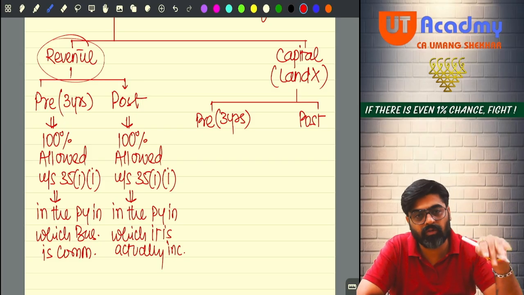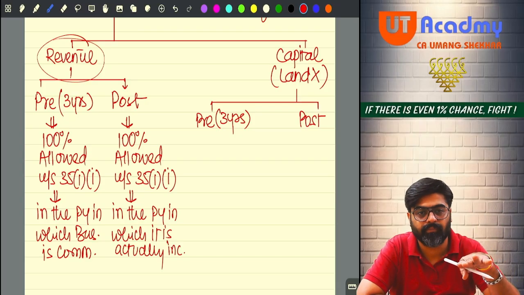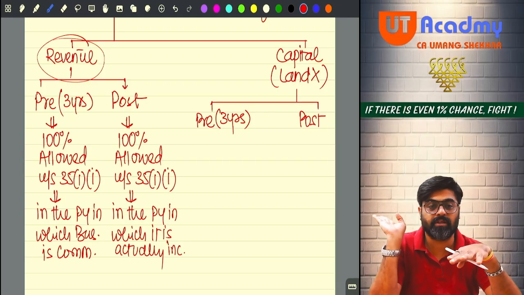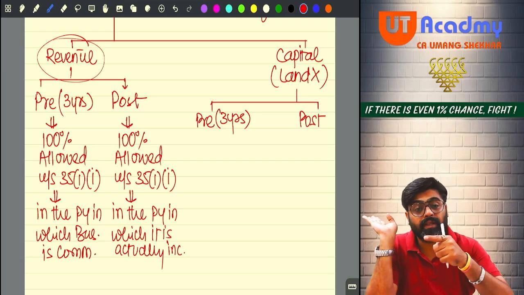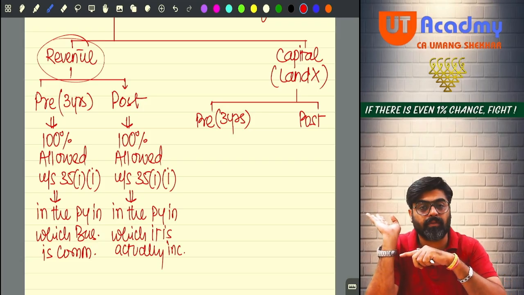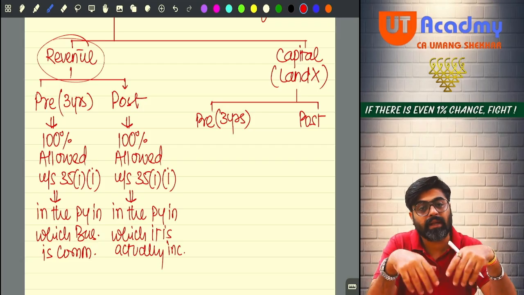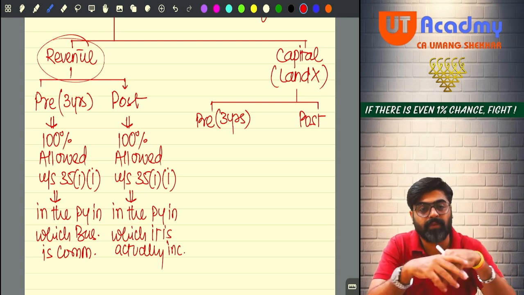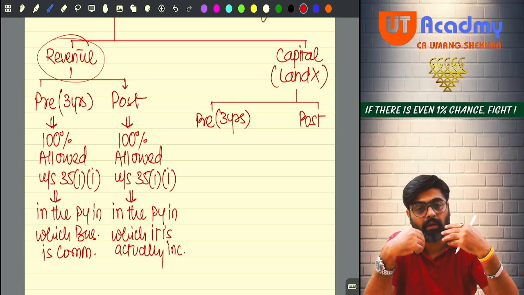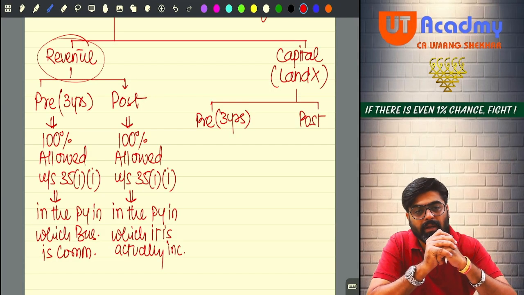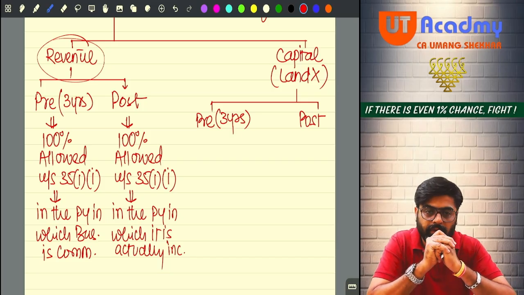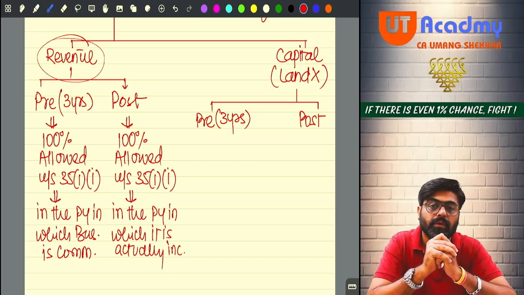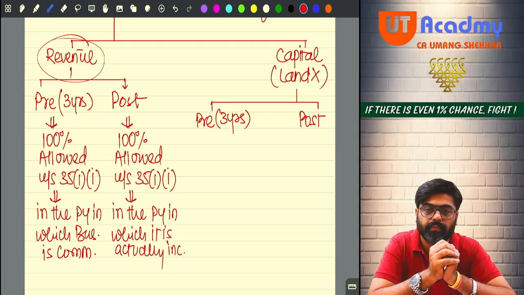So the year in which the business is commenced, in that year, whatever revenue expenditure you have incurred within 3 years prior to the date of commencement, that will also be allowed. And after the business is commenced, whatever revenue expenditure you are incurring, that also will be fully allowed. But the post commencement expenditures will be allowed in the year in which they are actually incurred.